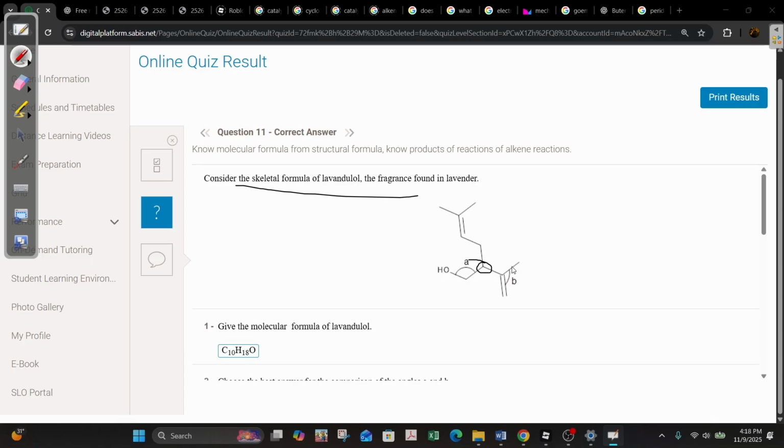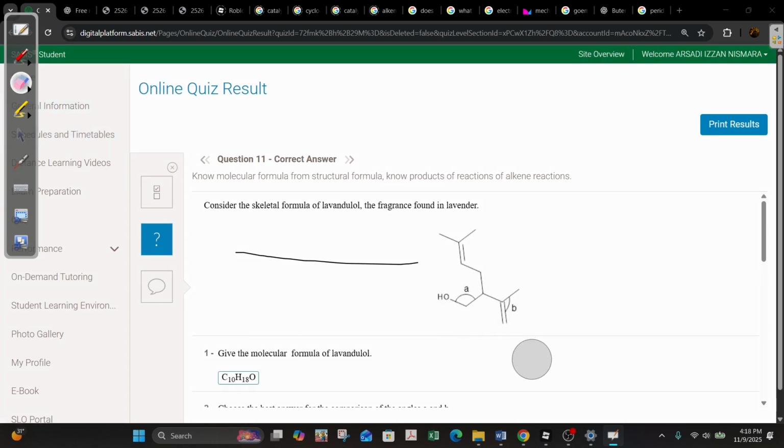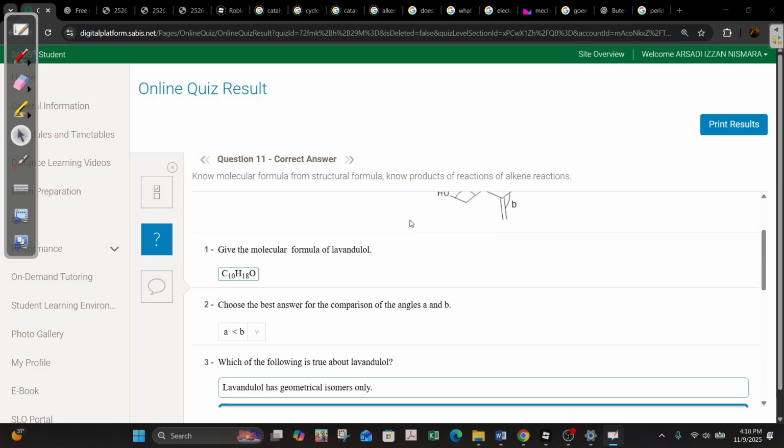The reason it doesn't have geometric isomers, even though it has double bonds, is that the groups are not the same. You can't have a cis and trans of CH3 here because CH3 doesn't exist here, or here either. It's only hydrogen and hydrogen, so you can't form cis or trans there. It only has optical isomers. Okay.